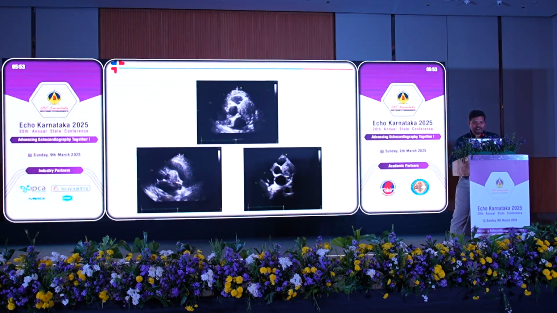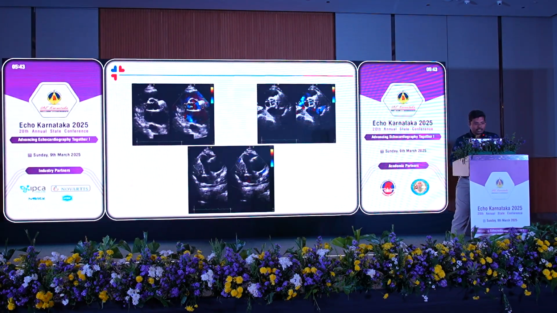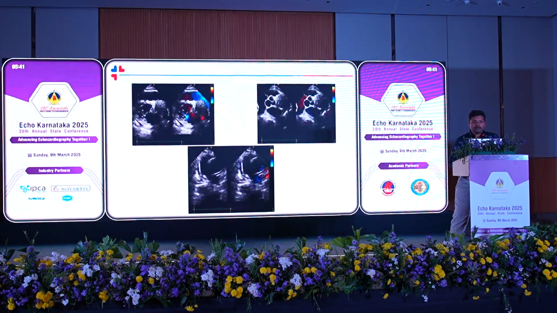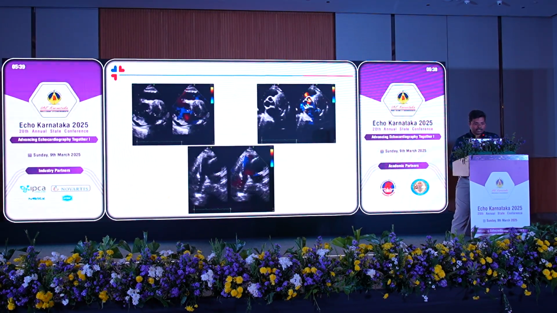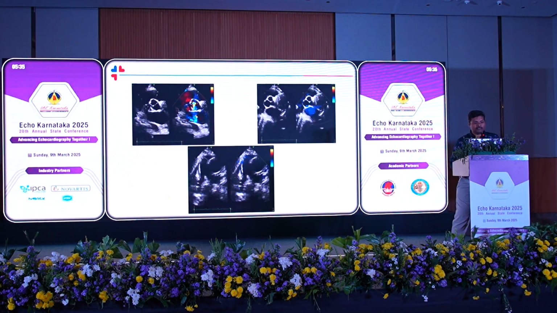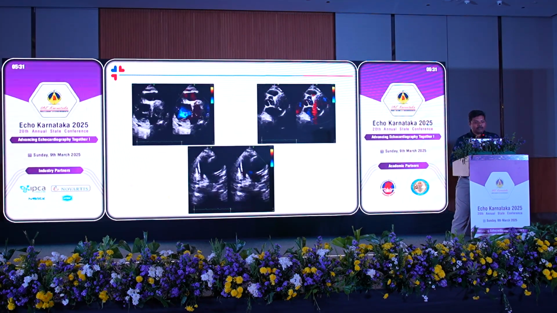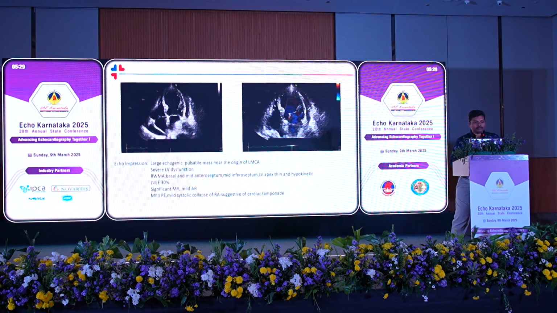The aortic valve short axis level showed a highly echogenic pulsatile mass near the aortic annulus and also the RVOT. The color Doppler showed mild AR and a mosaic color flow pattern inside the mass, and we can also see the mass is near the main pulmonary artery without any compression or communication.